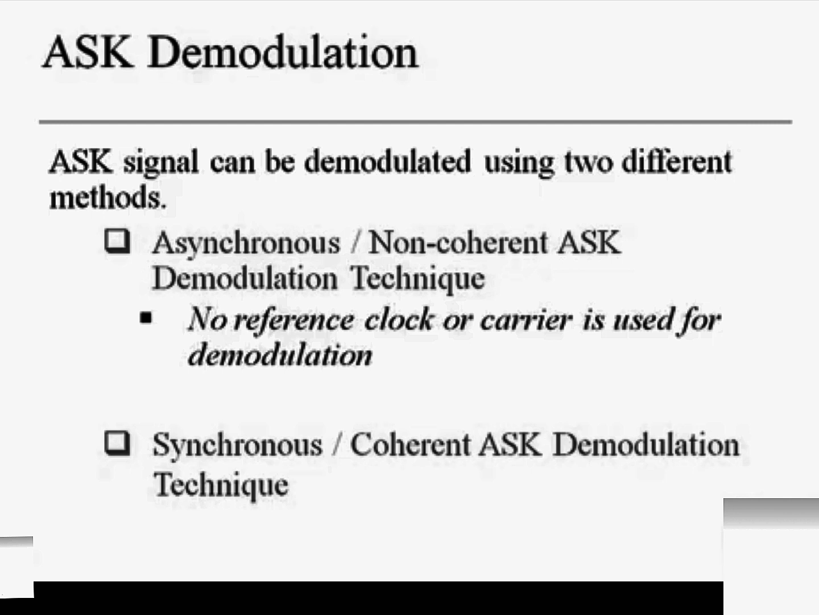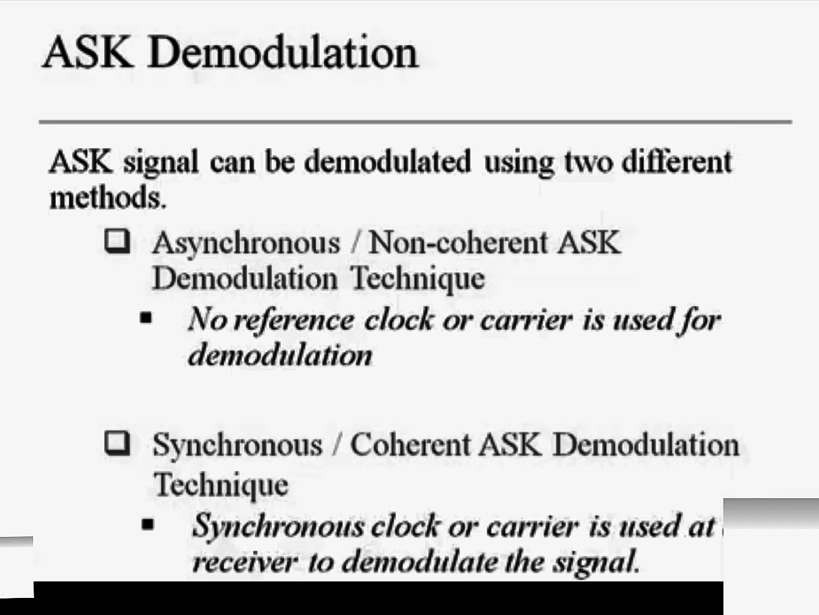In asynchronous detection, no reference carrier or clock pulse is required at the receiver to extract the original information from the received signal. While in the synchronous method, a reference carrier or clock signal, which is the same as the one used for modulation at the transmitter, is used in the receiver. This reference signal or synchronous carrier can either be generated at the receiver or it can also be extracted from the incoming modulated signal using carrier recovery circuits.